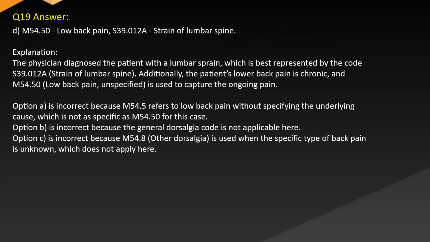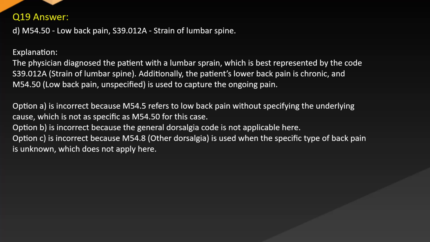Answer D. M54.50, low back pain, and S39.012A, strain of lumbar spine. Explanation: the physician diagnosed the patient with a lumbar sprain, which is best represented by the code S39.012A, strain of lumbar spine. Additionally, the patient's lower back pain is chronic, and M54.50, low back pain unspecified, is used to capture the ongoing pain. Option A is incorrect because M54.5 refers to low back pain without specifying the underlying cause, which is not as specific as M54.50 for this case.